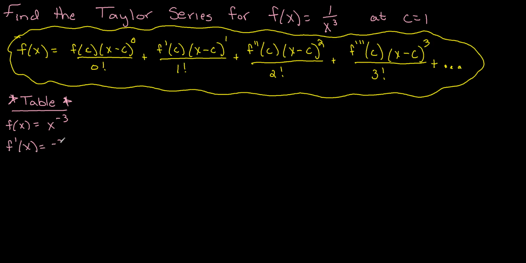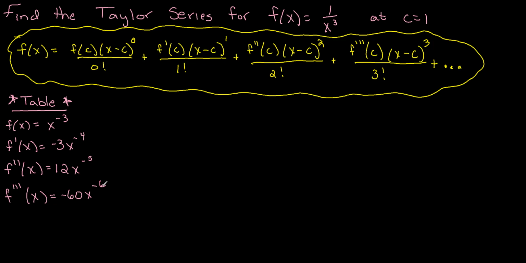The first derivative is negative 3, x to the negative 4. Second derivative, power rule again. I'm going to have a positive 12, x to the negative 5. And let's do one more for fun. We'll do the third derivative. And now we've got negative 60, x to the negative 6.